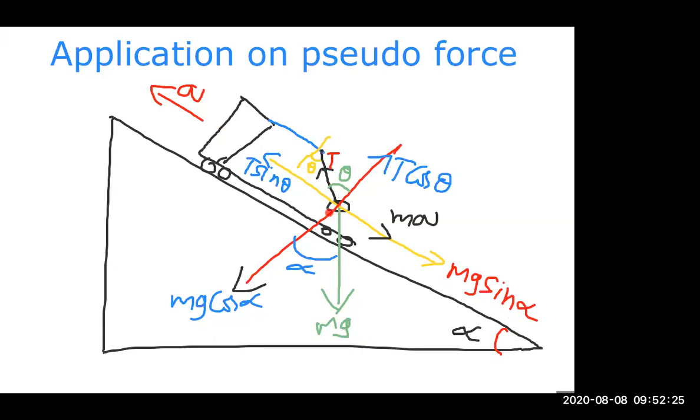And here this is the tension in the string, which acts towards the suspension point. The tension makes an angle theta with the vertical, so with this vertical theta, this angle is also theta. Now this tension is resolved into two components: T cos theta and T sin theta.